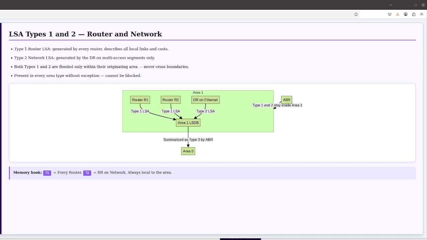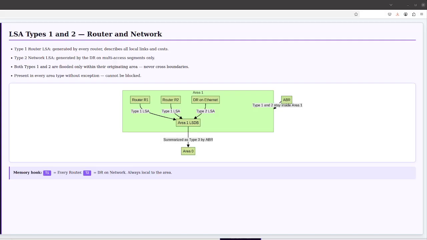LSA Types 1 and 2, Router and Network. LSA Type 1 is the router LSA. Every OSPF router generates exactly one Type 1 LSA describing all of its directly connected links, their states, and their costs. The Type 1 LSA is flooded only within the area in which it originates. It never crosses an area boundary, which is why routers in different areas do not know the detailed topology of each other's areas. They only know the summary information that an ABR derives from those Type 1 LSAs.